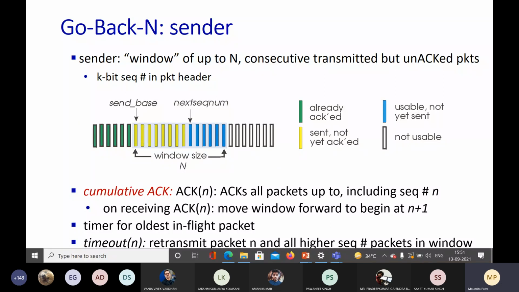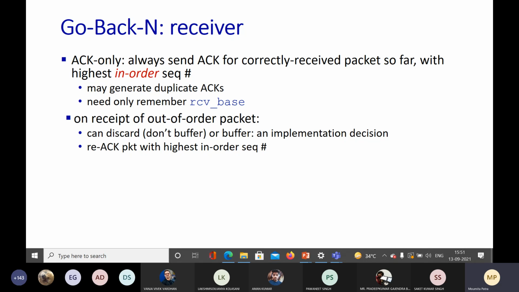Okay, so let's see the example. We need to see an example here. But before that, there's this slide for the receiver. So let's see what the receiver also does.